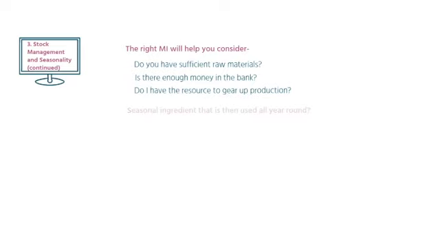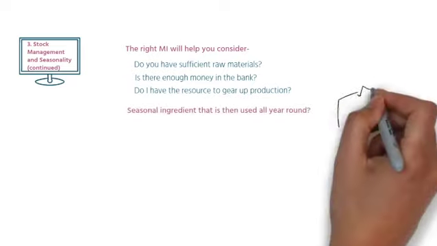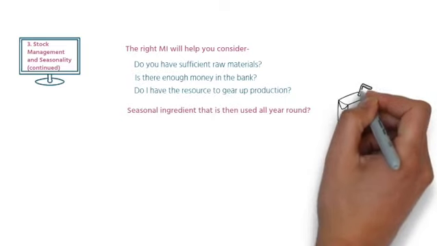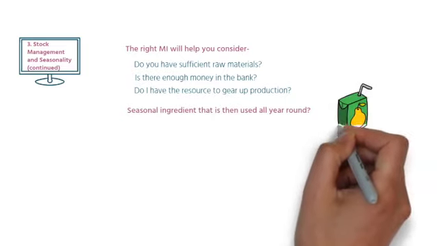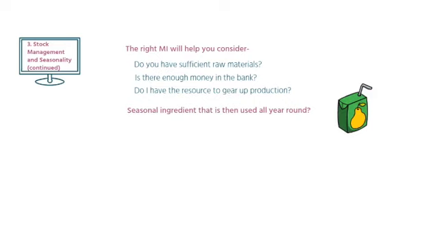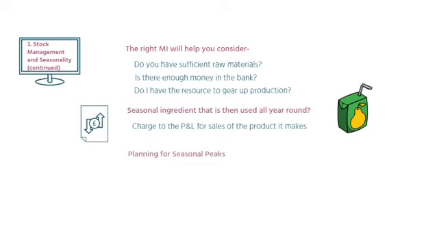Seasonal effects might, however, require more detailed accounting. Imagine you buy in a seasonal ingredient that is then used all year round. It might be a concentrated juice that is best bought when the season dictates, that is then used all year round. That might need to go to a stock code on the balance sheet with a charge to the P&L for sales of the product it makes. That way, the profitability isn't distorted by a seasonal purchase.